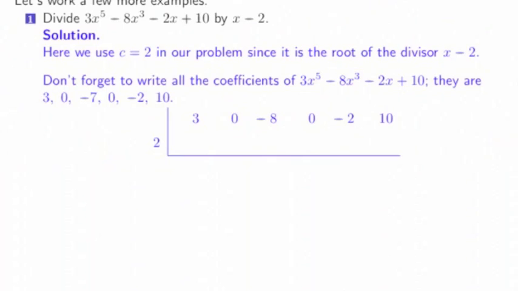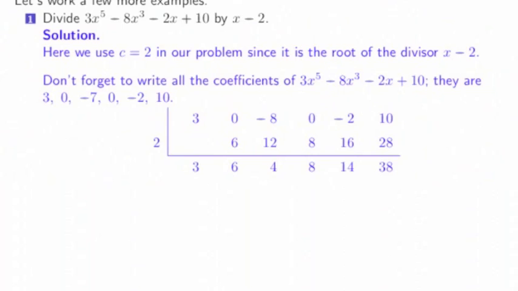We have that 2 near the corner of our diagram that comes from the x minus 2. The first thing we do is we pull down the 3. Then we multiply 2 and 3 to give us a 6. Add that column, 0 and 6, to get 6. Multiply 2 and 6 to get 12. Add that column to get 4. Multiply 2 by 4 to get 8. Add the column. Multiply by the 2. Add the column. Multiply by the 2. Add the column.